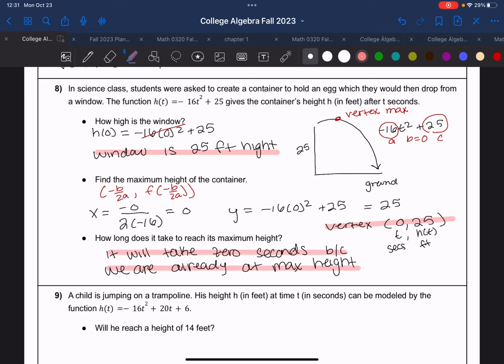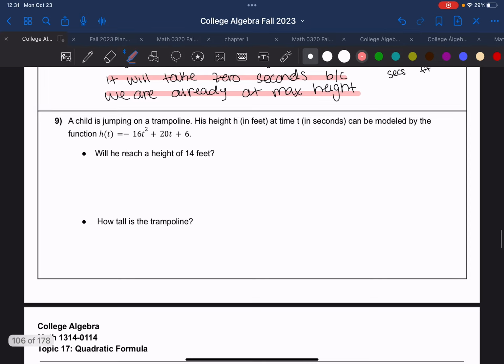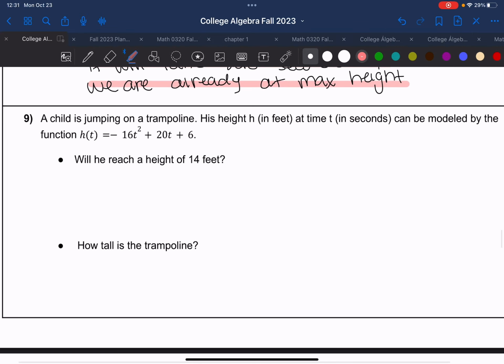Okay, so that is our answer. Okay, and then last question here, number 9. Says a child is jumping on a trampoline. His height h in feet at time t in seconds can be modeled by the function h of t is equal to negative 16t squared plus 20t plus 6. It says, when will he reach a height of 14 feet? When will he reach a height of 14 feet?